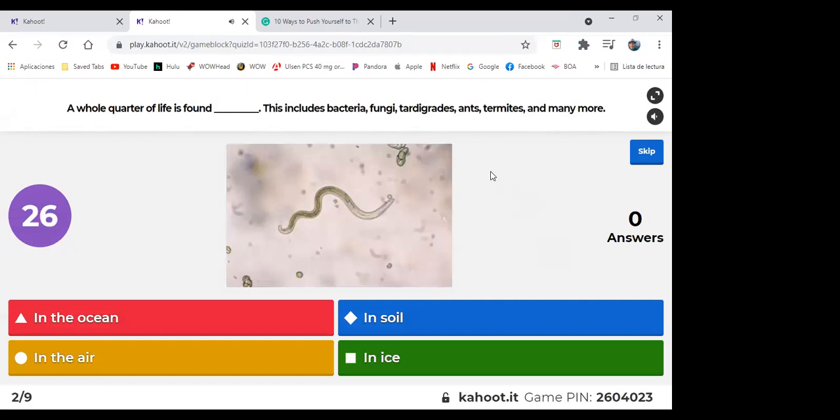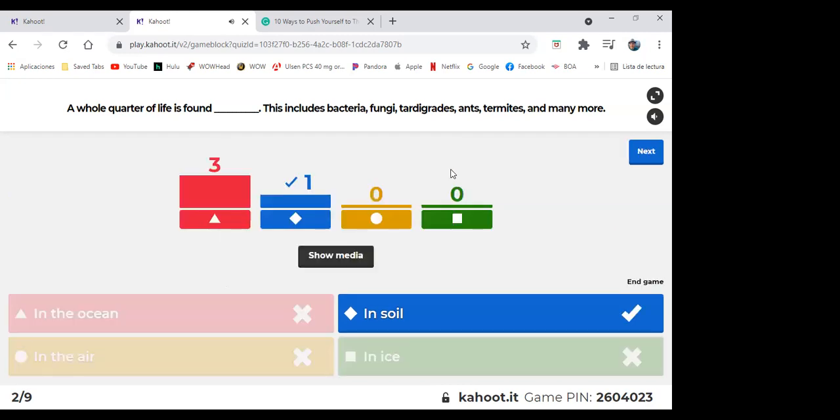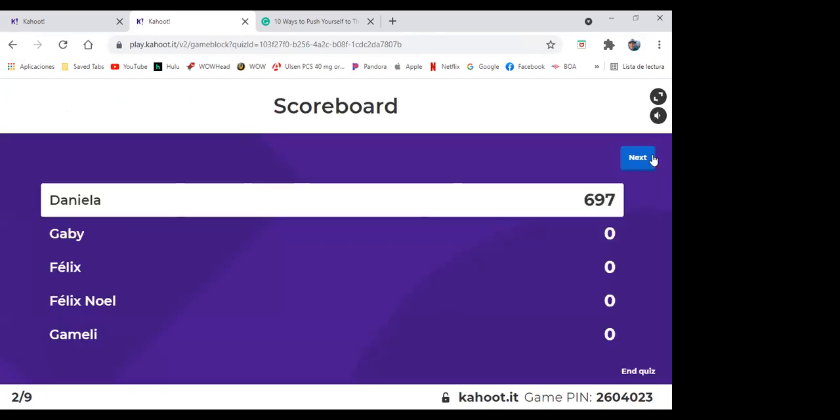A whole quarter of life is found where? In the ocean, in the air, in soil, in ice. This includes bacteria, fungi, tardigrades, and termites, and many more. In soil, yes, that's the right answer. I thought I had the wrong answer when I did it. I put in the ocean, but it's not in the ocean. Yes. Okay. Gabi, yes.